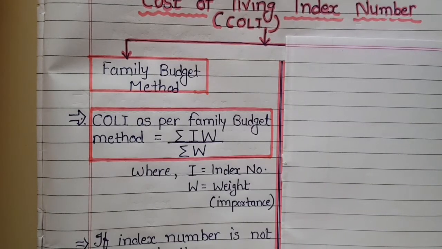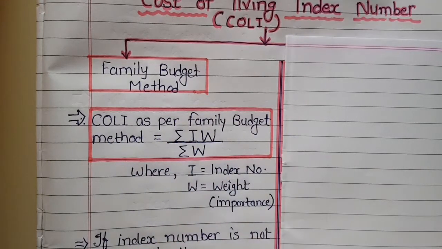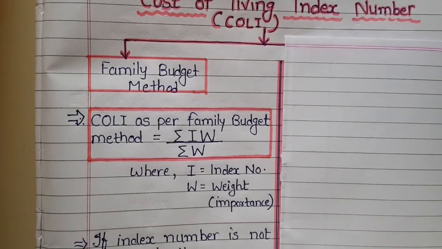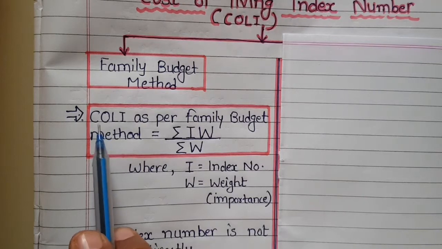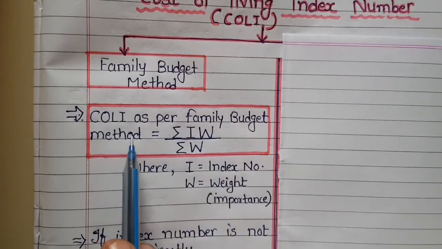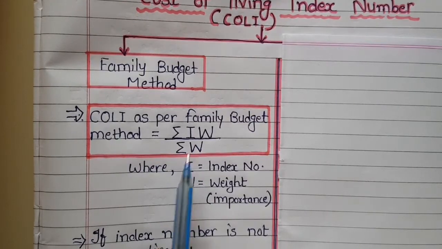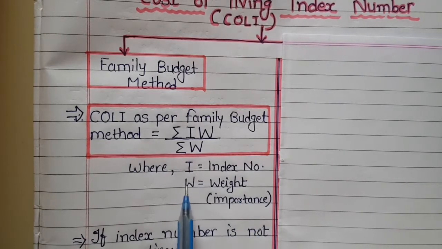So the formula of family budget method is COLI, means cost of living index number as per family budget method. Friends, you have to write this complete sentence. When we calculated Laspeyres index number, we had a short form of Laspeyres index number, IL. But we don't have any shortcut symbol for cost of living index number. So you have to write this complete sentence, cost of living index number, or you can write in short COLI, as per family budget method is equal to sigma IW upon sigma W, where I means index number, that you know very well. And now a new word, weight.